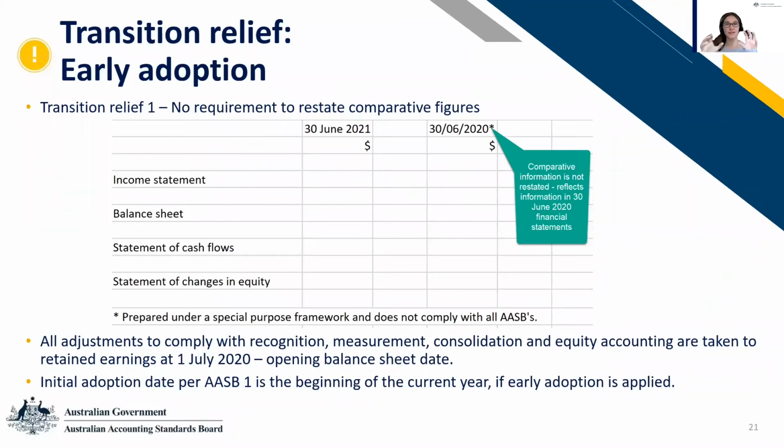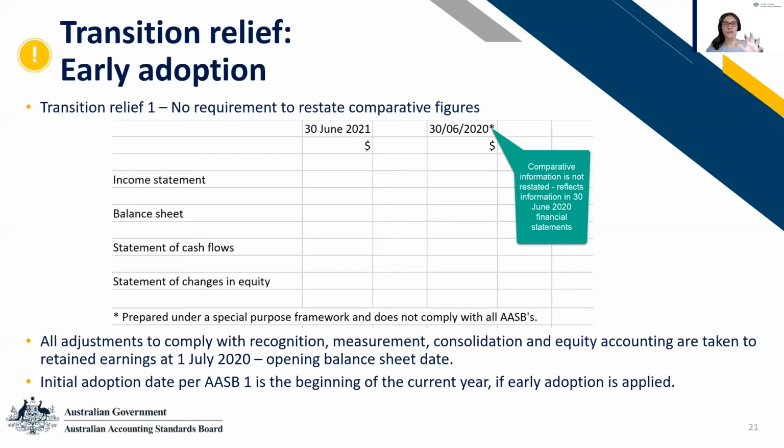So the difference here is all I have to do is one column in accordance with my recognition, measurement, consolidation, and equity accounting. My opening balance sheet date is 1st of July 2020, and that's the initial adoption date in AASB 1. AASB 1 assumes you're going to go back and restate. If we early adopt and we don't restate, that's my opening balance sheet date, 1st of July 20. Those of you who are paying attention to the dates I'm saying would realize that 1st of July 20 in my two scenarios is the opening balance sheet. Regardless of whether I early adopt or not, that's my opening balance sheet date. That's the date that all my adjustments go through.